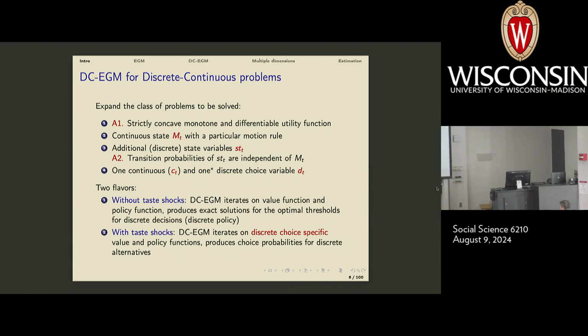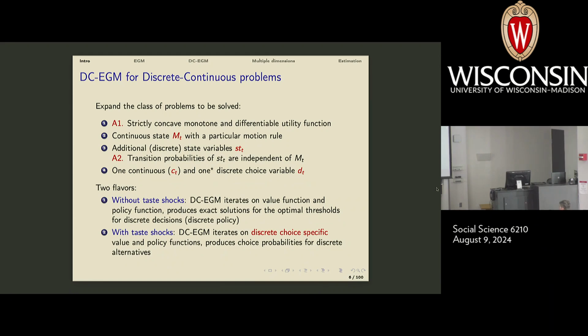So when we go to the DCEGM, first we're going to add additional state variables. You could actually do it with EGM as well, but I've included this here to keep the first part really pure. The additional, maybe discrete or probably discretized, variables will have to have transition probabilities which are independent of M. And then we are adding a discrete choice variable. I say one with a star here, because of course with discrete choices you can reparameterize any number of discrete choices as a single discrete choice.